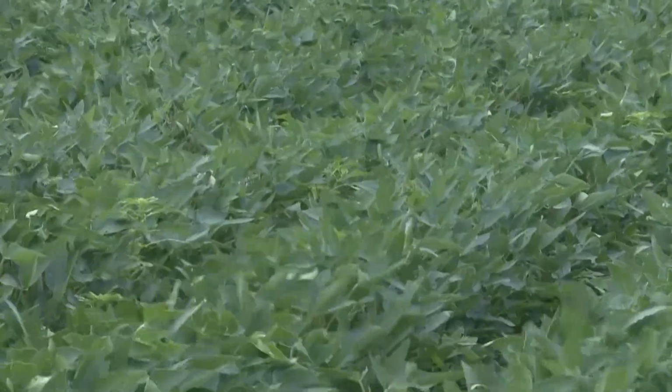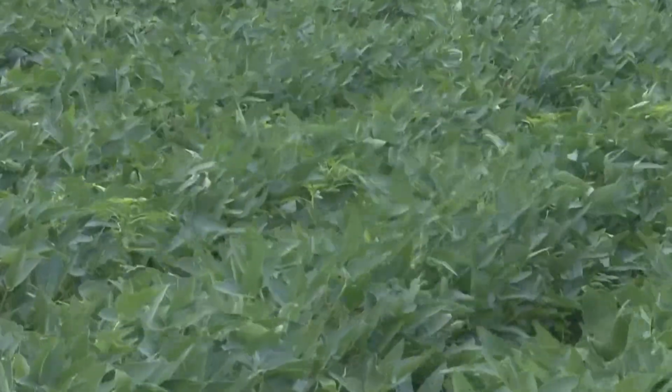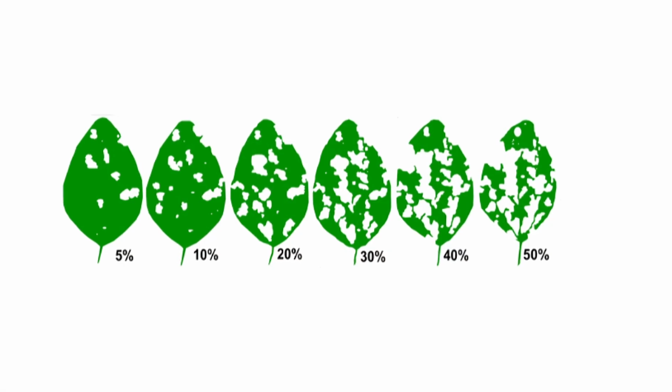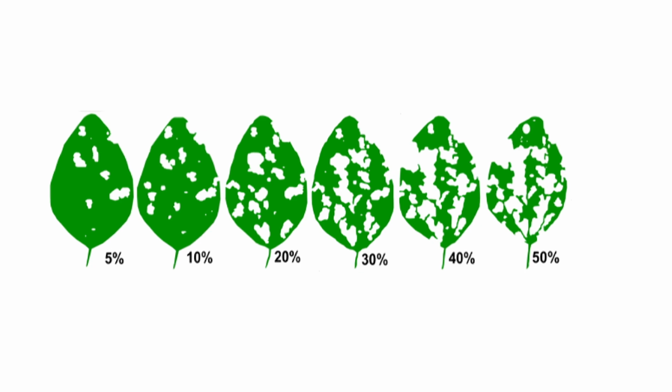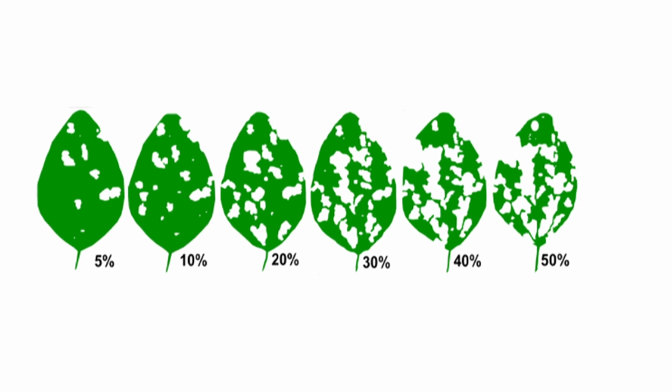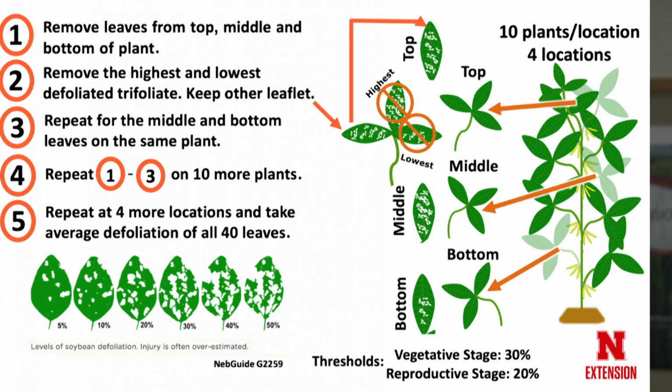That will all boil down to the leaf area index in your fields. So what we're looking at in the vegetative stages is around 30%, but that really depends on how much canopy is there in the end. And then reproductive stages is around 20%. It really comes down, like I said, to that amount of canopy. So we call it leaf area index.